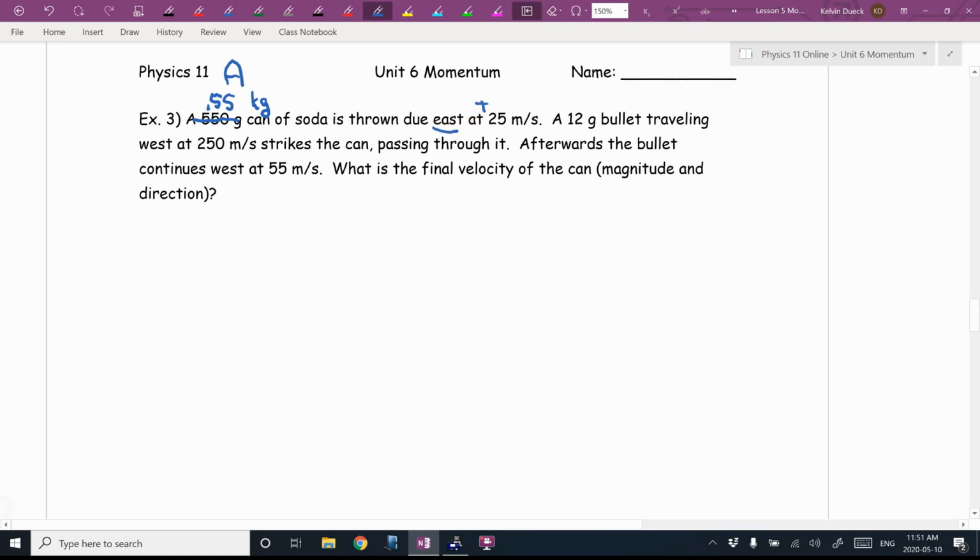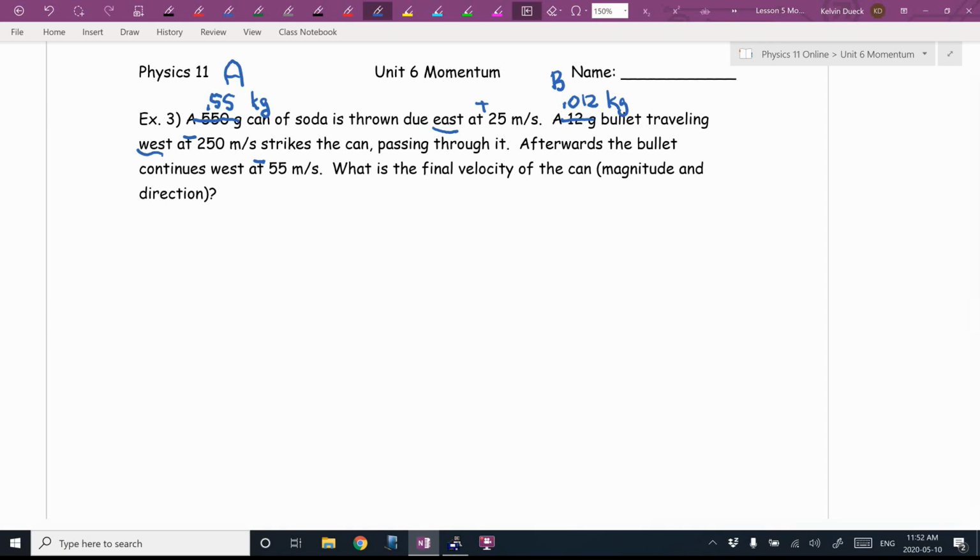A 12 gram, nice try, 0.012 kilograms, and that's going to be mass B. Traveling west, negative 250 meters per second, strikes the can passing through it. Afterwards, the bullet continues west at negative 55 meters per second. What's the final velocity of the can, magnitude and direction?